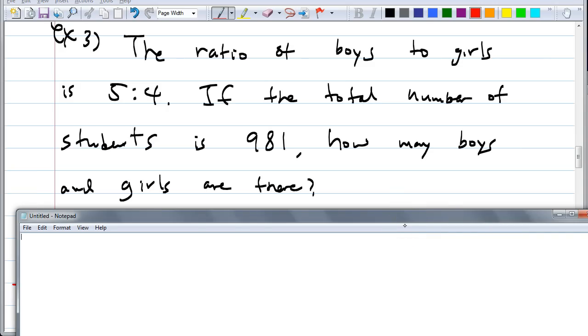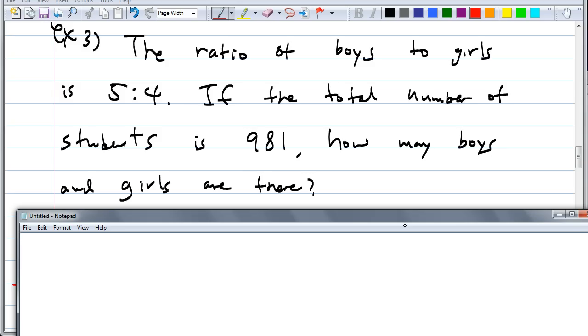Okay, go ahead and write this example. It says the ratio of boys to girls is 5 to 4. If the total number of students is 981, how many boys and girls are there? So we know that the total number of students is not 9, right? Because it says 5 to 4. Go ahead and write this down. But there are 981, in fact, students altogether.